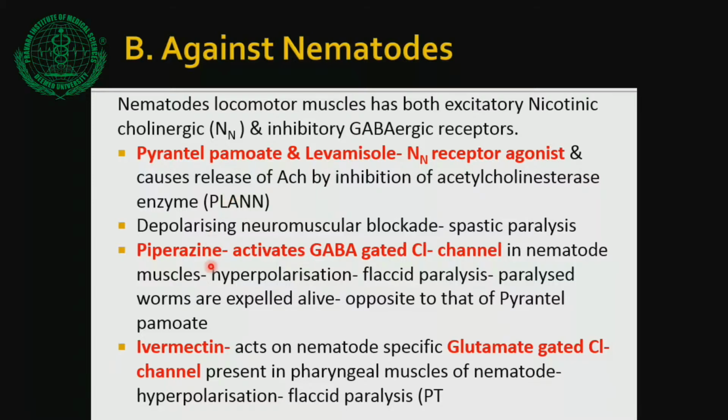Then there is a second group which is exactly opposite of this, that is piperazine and ivermectin. What are they doing? Piperazine activates the GABA gated chloride channel. This we have learned in the CNS, that the GABA receptor contains the chloride channel. But this GABA receptor gated chloride channel in the nematode is present in the periphery. In human beings, they are present either in the brain or spinal cord. Here they are present in the periphery, and they are stimulated, because of which chloride influx will occur and hyperpolarization will occur. Here we are producing depolarization with Pyrantel pamoate.